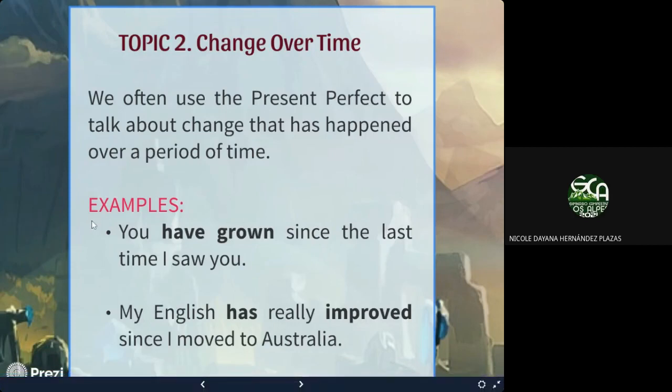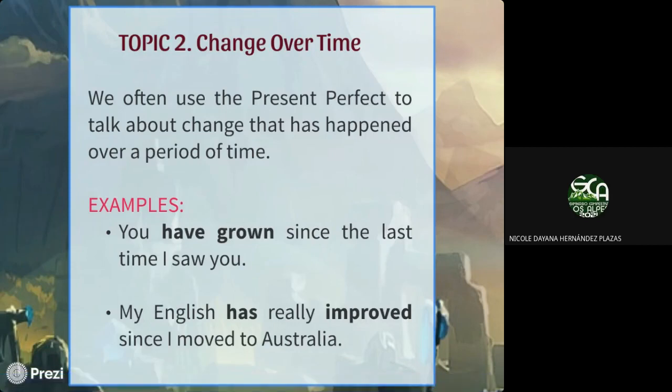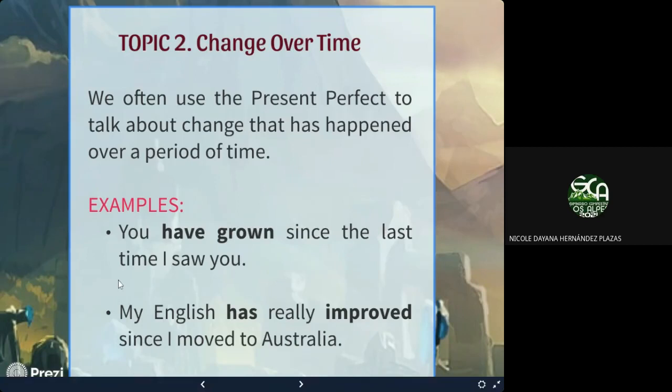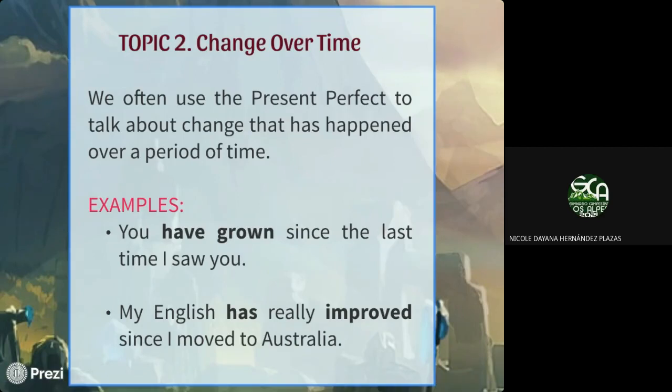Let's take a look at the example. You have grown since the last time I saw you. This is a change. Es un cambio físico y demás. Estás hablando de cambios a través del tiempo. Or, for example, my English has really improved since I moved to Australia. So, changes over time. Durante el tiempo que has estado en algún lugar, algo ha pasado y you're going to use this verbal tense, present perfect, to talk about those changes. Questions about this second use? No. Changes over time.